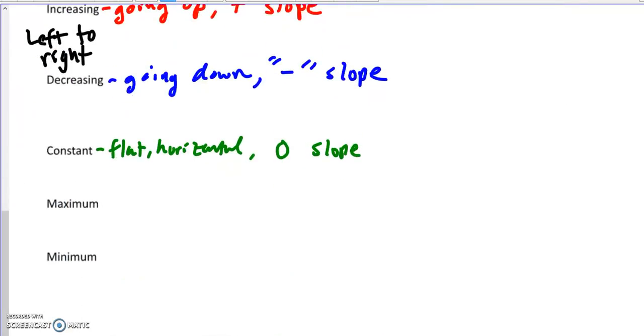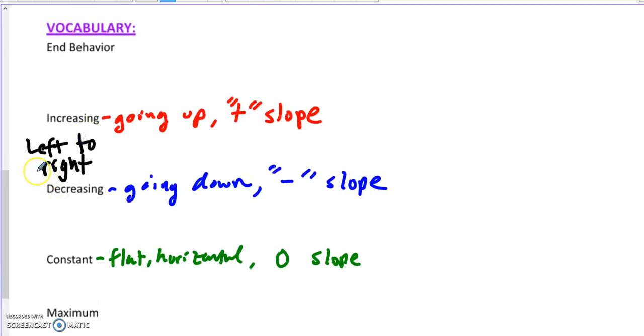Okay. 2 other terms. And again, maybe we should write down here that when we're talking about increasing, decreasing, constant, we're looking left to right, and we're also looking at x value intervals. Important that we think about the x values.